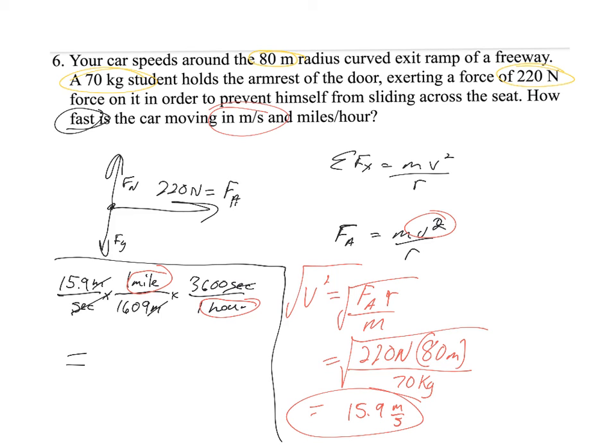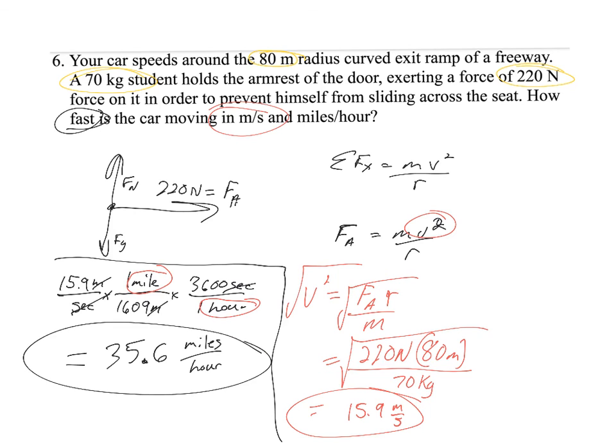So let's throw all this in the calculator and see what we get. So 15.9 divided by 1609. Hit enter just for fun. Let's multiply that by 3,600, and we get 35.6 miles per hour. That seems reasonable, doesn't it? All right, next one.